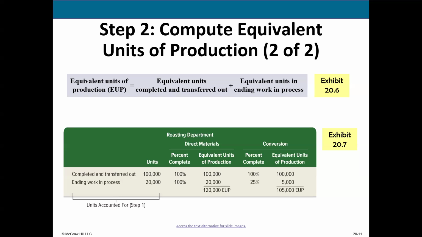100%, right? The ending work in process inventory has 20,000 partially completed units. The direct materials is 100% complete. And so this means that it has 20,000 equivalent units of production. That's 20,000 times 100%. This gives us a conversion rate of 25%, where we take the 20,000 units and we multiply that by the 25% to get 5,000 equivalent units of production.